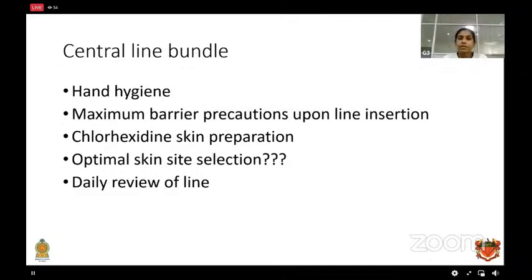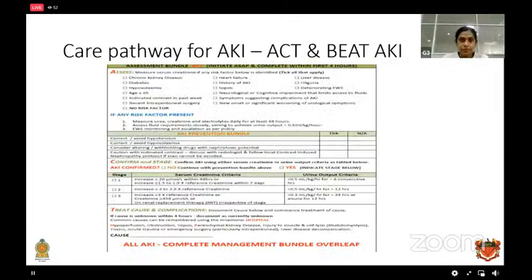So then you take the cultures, but you should avoid line infection. So these are the things you have to follow, right? So this is the last part of the presentation.